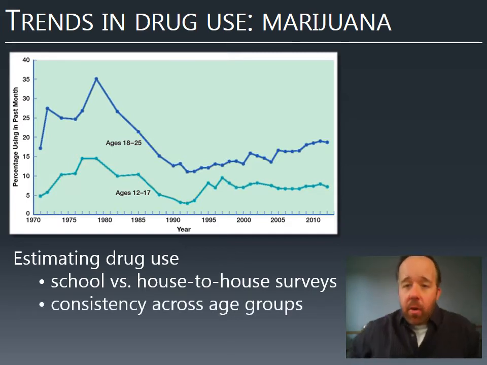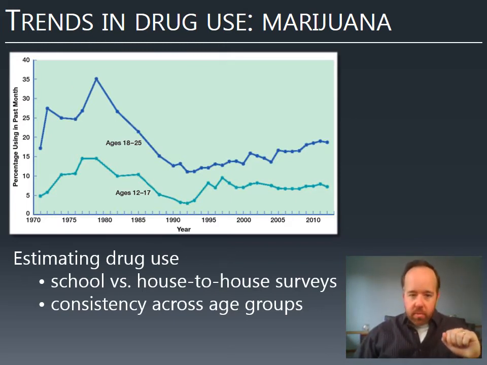What we see in this particular graph for marijuana use is a consistency across age groups. So here we have ages 18 to 25 and ages 12 to 17. And on the y-axis, we have the percentage using marijuana in the last month. And using in the last month is often a shorthand, an index for what we call a current user. Of course, someone could have used it for the first and only time in the last month, but that's not viewed as particularly likely. So here we're looking at sort of a convenient definition of a current user.